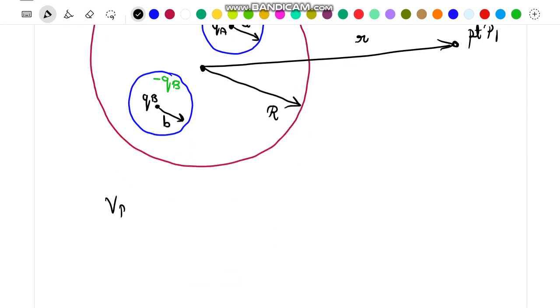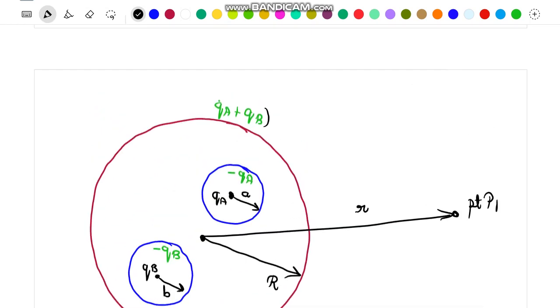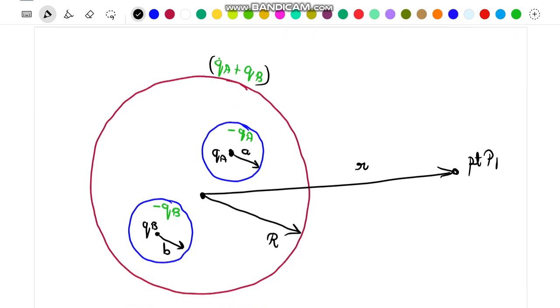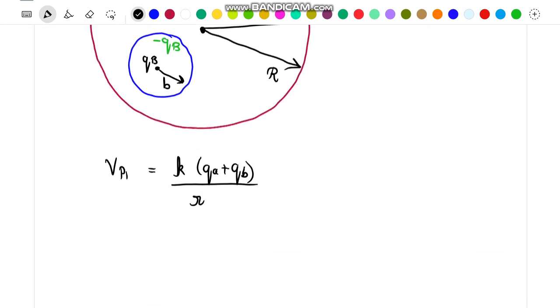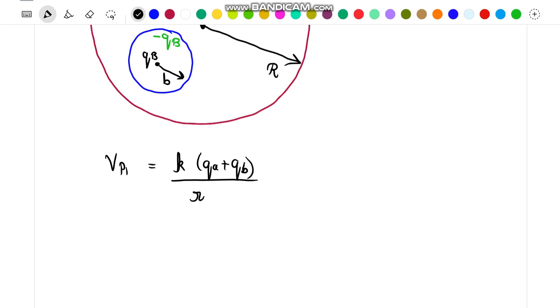So we can directly write the potential at point P1 to be equal to K (QA plus QB) divided by R, where QA plus QB is the net charge on this outermost surface, and this result can be written with the help of electrostatic shielding. This simply means that this complete arrangement will have no effect on the outside point, right? So we can directly write with the help of electrostatic shielding that potential at point P1 will be due to the field generated by the outermost charges, which will be equal to K (QA plus QB) by R. Similarly, field at this point will be equal to K (QA plus QB) divided by R square.